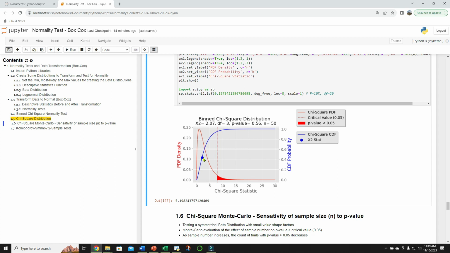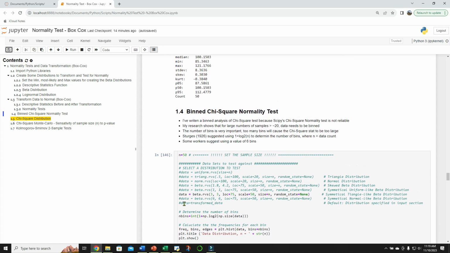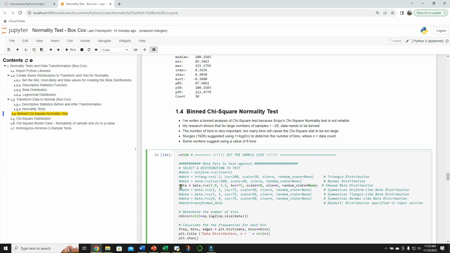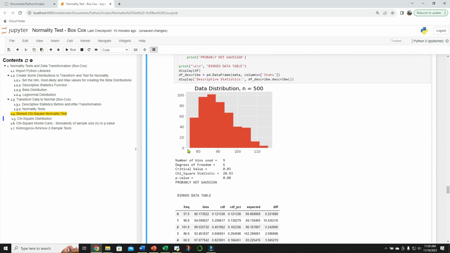What I want to do is change this so you can see what it looks like when it's not a normal distribution. So I'm going to go up above and we'll change to a skewed distribution and make it 500 samples. Here's the skewed distribution. We'll take off the comment. We'll run it. We'll come down below.